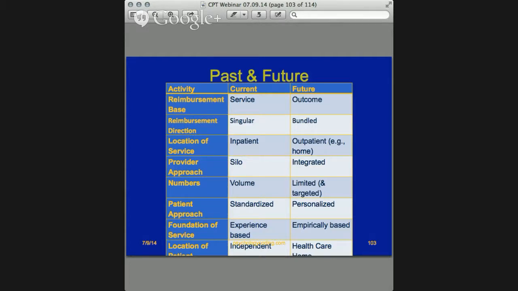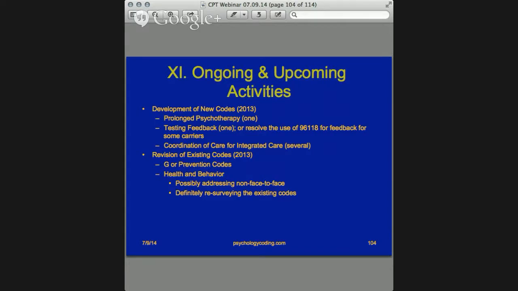This is a very quick slide that explains to you where we're moving. We're shifting, as I was sharing with you, from fee-for-service to fee-for-performance, from inpatient to outpatient, from a silo to an integrated approach, from volume to limited and targeted, to experience-based or empirically based, from independent to a healthcare home. A medical home is what we used to talk about. Now we're talking about healthcare homes. Just the other day I heard about a new idea, and that's healthcare neighborhoods. Just make sure that you're not a cabin in the woods. If you're a cabin in the woods and you're not part of an ACO, you may not be in a position to be part of a reimbursement system. That doesn't mean that you have to be in the same house. You have to be in the same neighborhood, and that's not geographic. You may want to be in the same cyber neighborhood. All right, so what are you expecting? We're working on a prolonged psychotherapy code.